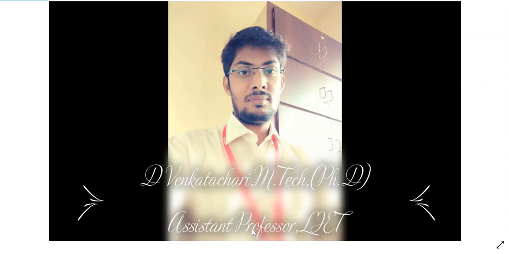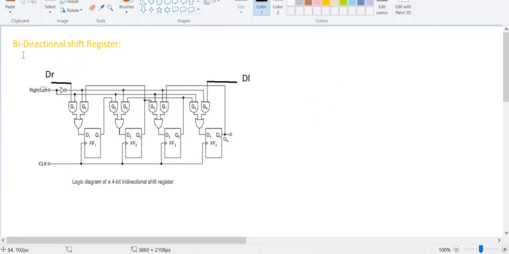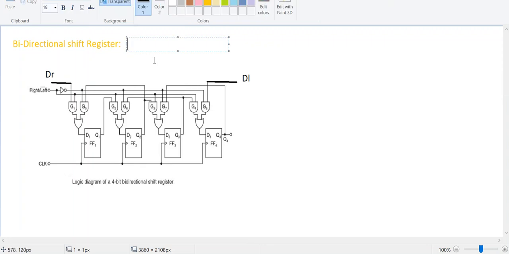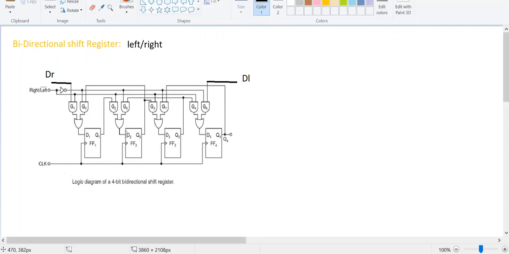In this video lecture, I would like to discuss the concept called bidirectional shift register. The name itself indicates bidirectional, so here two types of shifting can be done. One is left shift and another is right shift. Both operations can be done by using a single circuit.